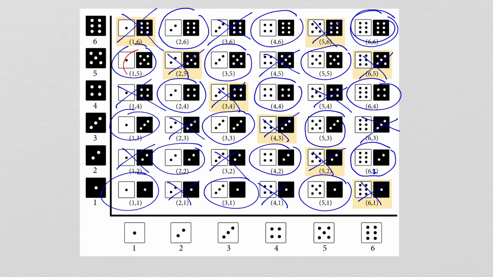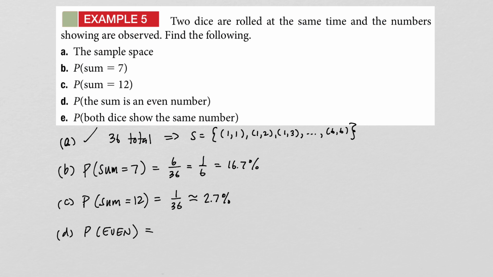So let's see, we have 1, 2, 3, 4, 5, 6, 7, 8, 9, 10, 11, 12, 13, 14, 15, 16, 17, 18. So the probability of getting a sum that is even is 18 out of 36, which is equal to 1/2, which is equal to 50%.